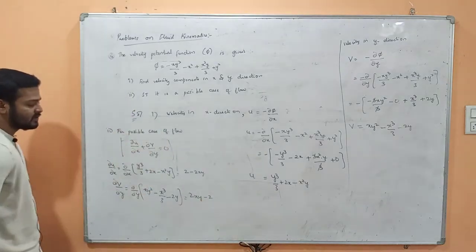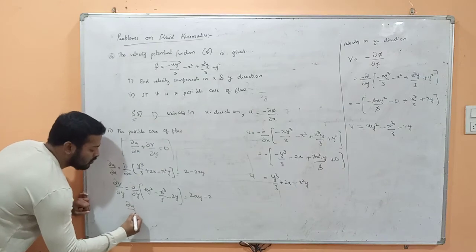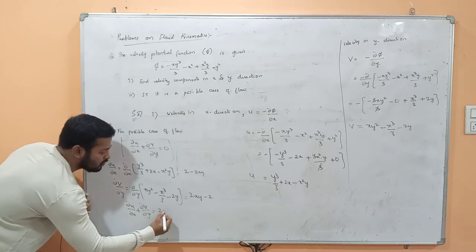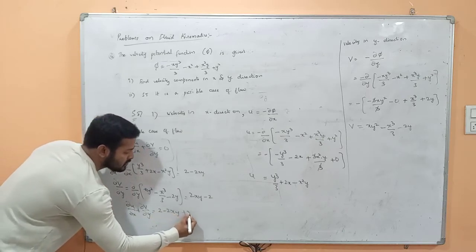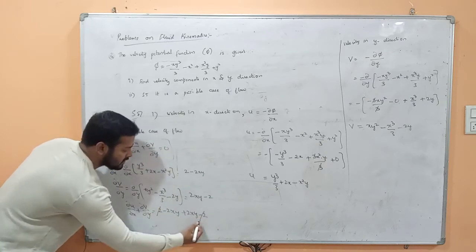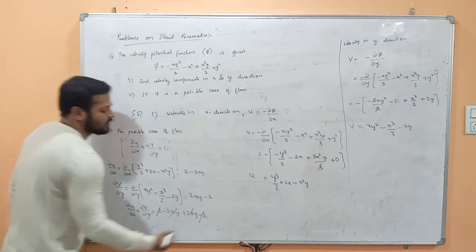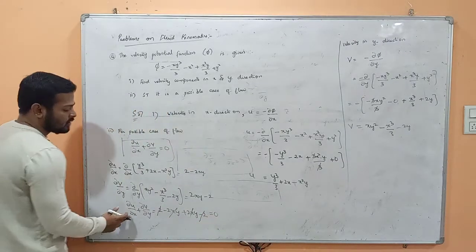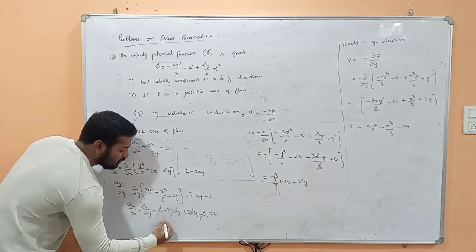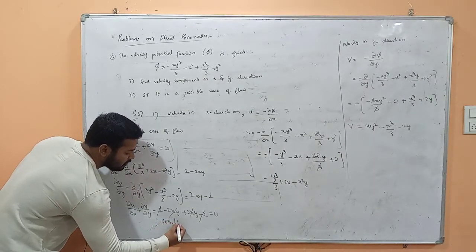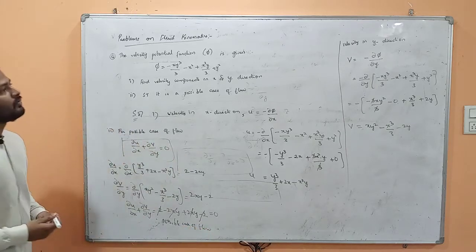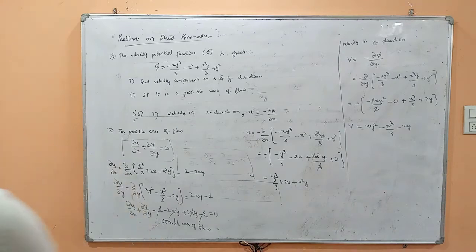If you get 0, then it's a possible case of flow. So ∂u/∂x plus ∂v/∂y is equal to what? 2 minus 2xy plus 2xy minus 2. So plus 2 minus 2, plus 2xy minus 2xy get cancelled, and you get 0. Therefore, it is a possible case of flow. Okay. We are going to take the next problem.